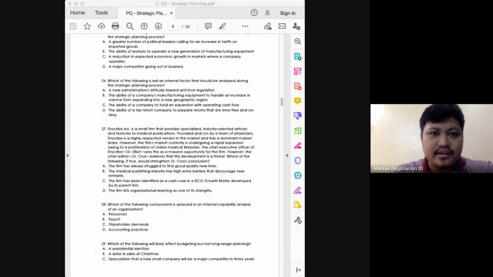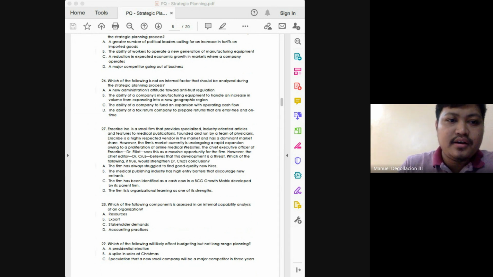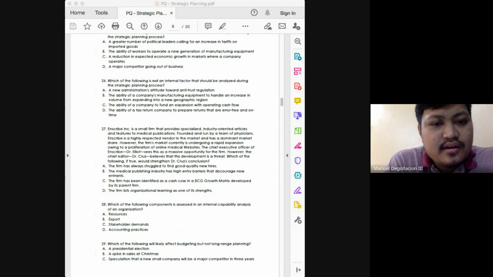Which of the following is not an internal factor that should be analyzed during the strategic planning process? This time we're looking for the one that is not an internal factor. Okay, letter A, a new administration's attitude toward antitrust regulation. Again, when talking about regulation, that is external. So this is already our answer. Okay, that means all the other choices are internal.